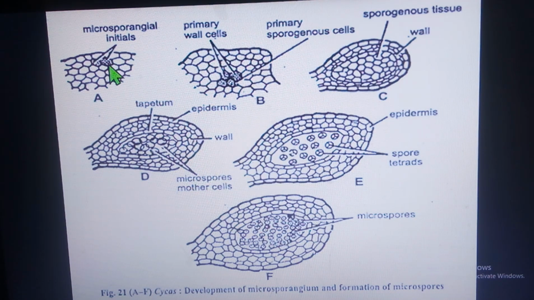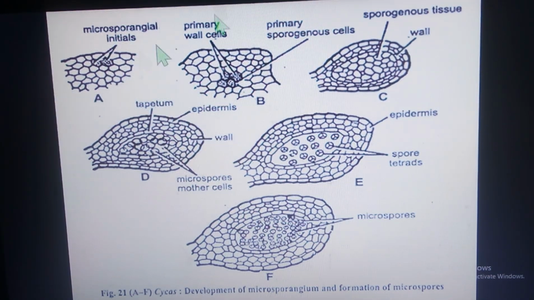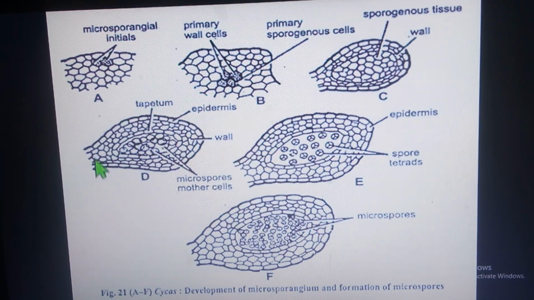Now the group of the initial cells is called an archisporium. Okay, a group of these initial cells, they are referred to as the archisporium. Now the cells of the archisporium will divide by periclinal division to form an outer primary wall cell and an inner primary sporogenous cell.